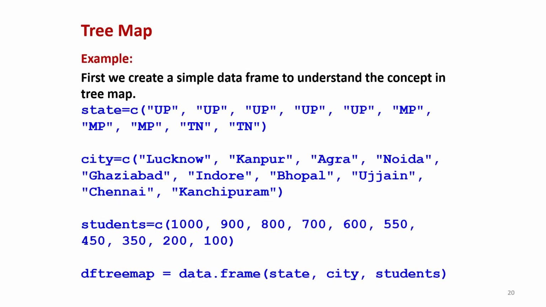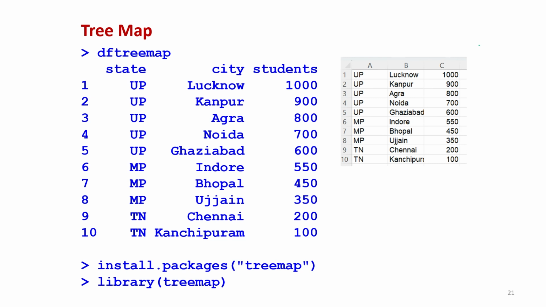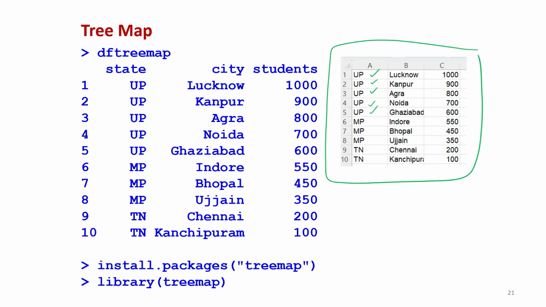So how to get it done? Let me give a very simple example. To explain this concept, I will create a small data frame in which I take three data vectors: one about state, another city, and another students. If I show you here, it will look like this. Here is UP, UP, UP, UP, UP, in which there are five cities: Lucknow, Kanpur, Agra, Noida, Ghaziabad. Then I take one more state, MP, MP, MP, whose cities are Indore, Bhopal and Ujjain. Then TN, Tamil Nadu, from where we are taking only two cities, Chennai and Kanchipuram.